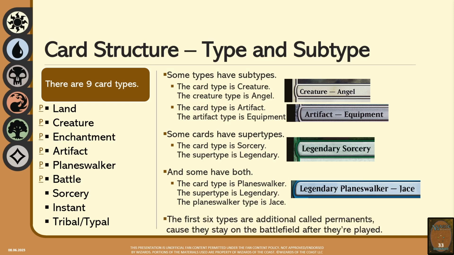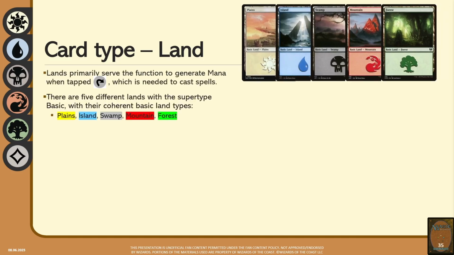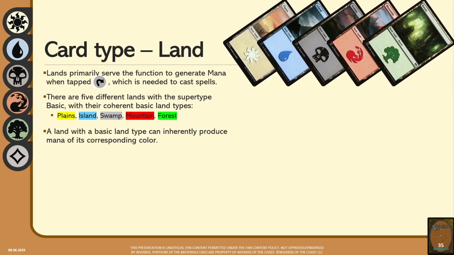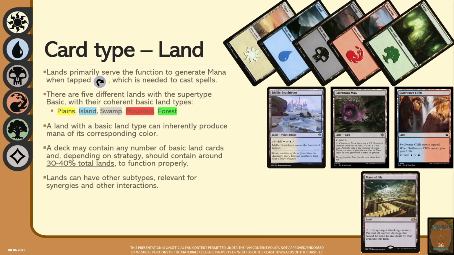We will now go another level deeper and dissect the rules and functions of each of those types. Lands primarily serve the function to generate mana when tapped, which is needed to cast spells. There are 5 different lands with the super type Basic, with their coherent basic land types: Plains, Island, Swamp, Mountain, and Forest. A land with a basic land type can inherently produce mana of its corresponding color. A deck may contain any number of basic land cards and, depending on strategy, should contain around 30 to 40% total lands to function properly.